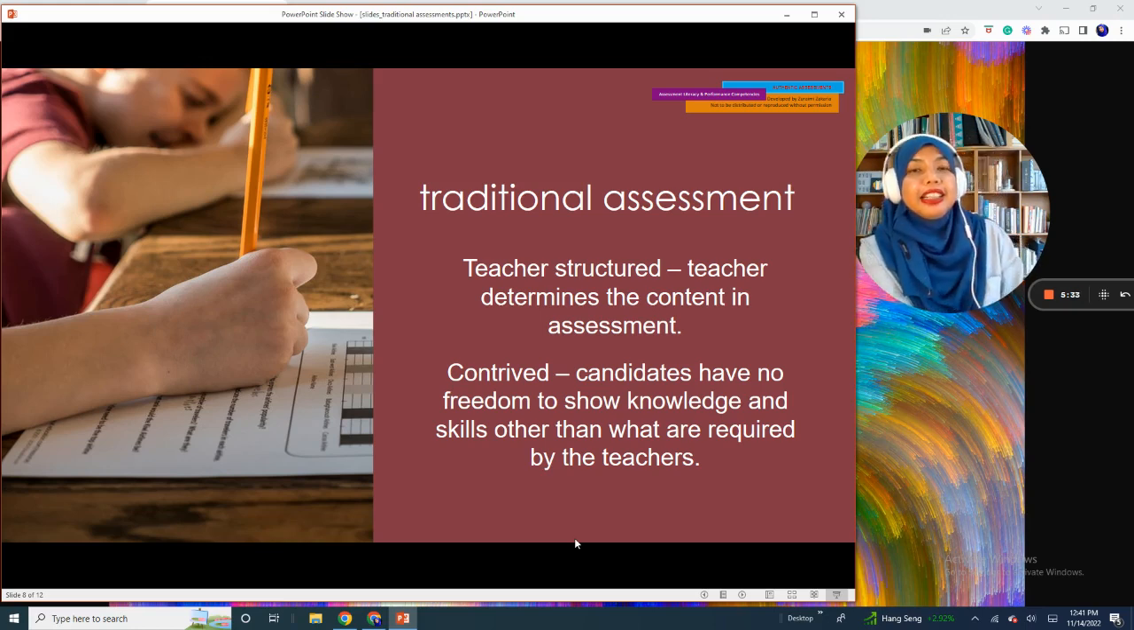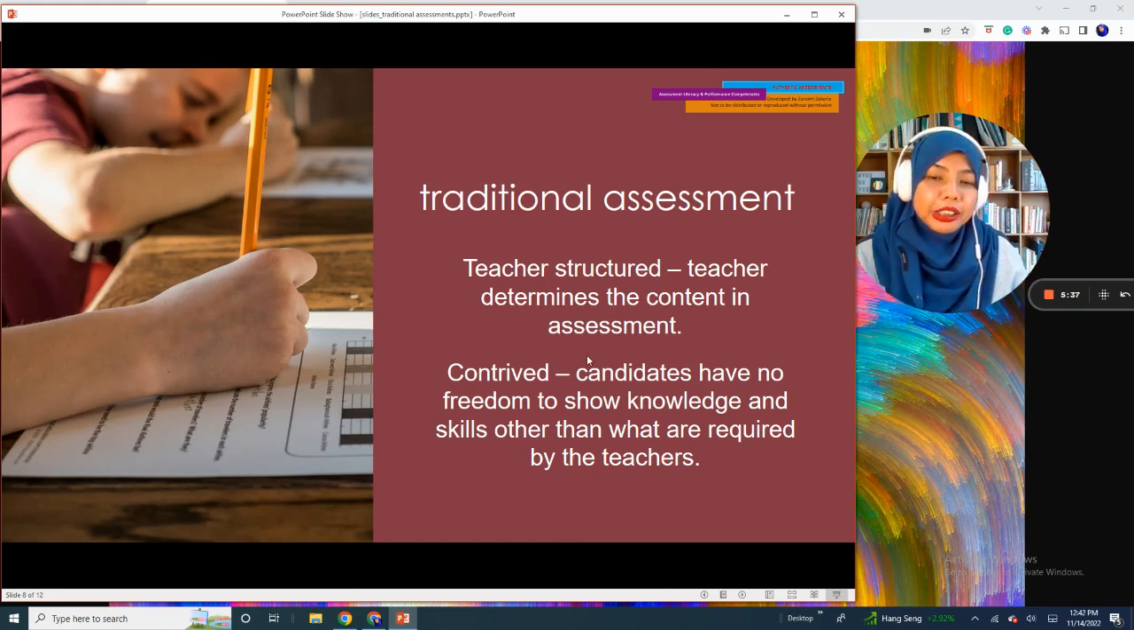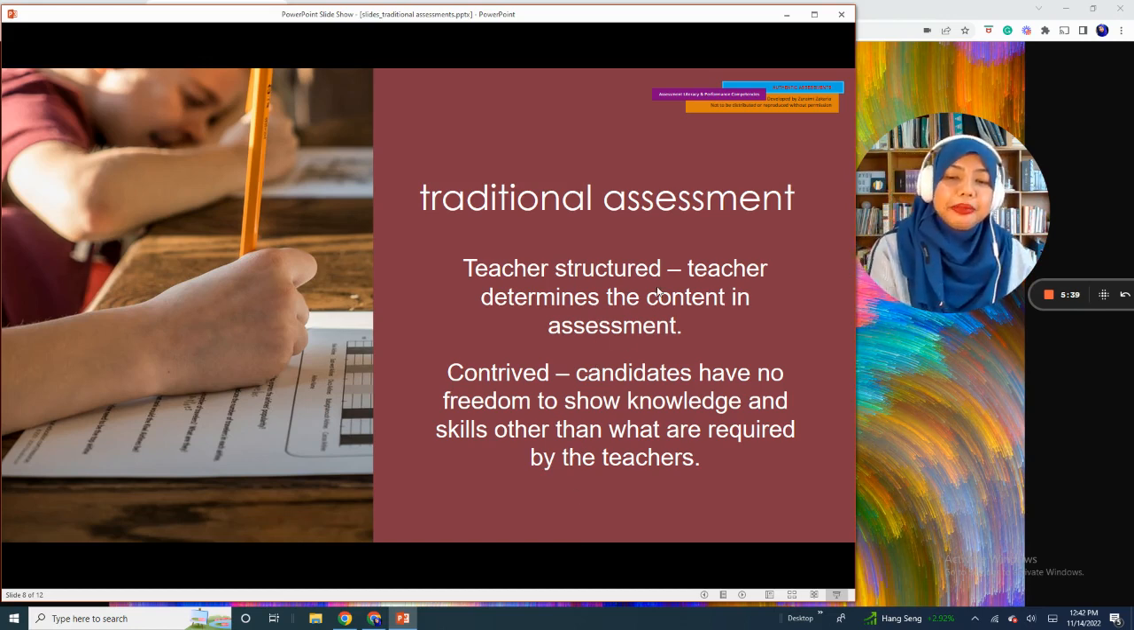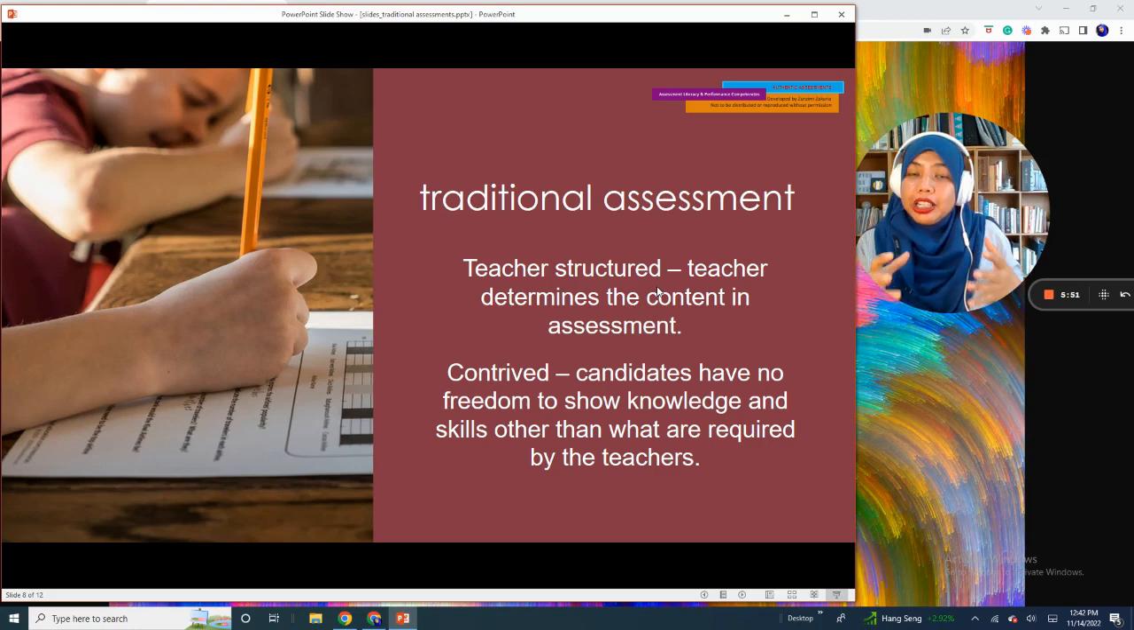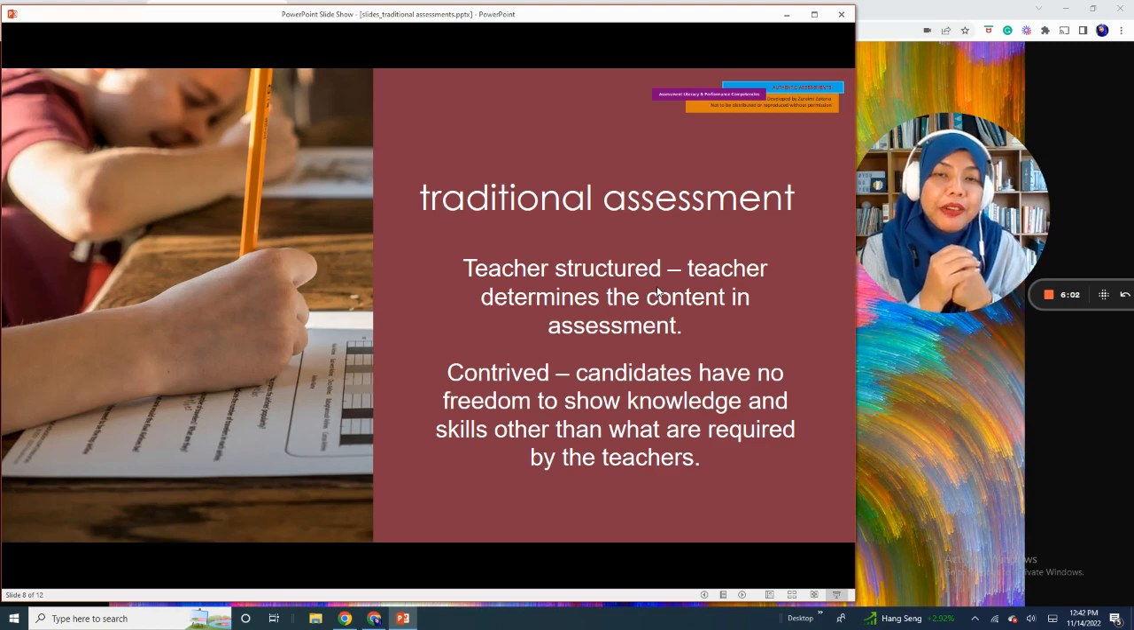Okay, it is also contrived. There's a bit of overlap between these two characteristics. It is contrived in the sense that it's very limiting. For example, you have learned so much, but then when the teacher asks questions on the topic that you know a lot about, the question does not ask you to elaborate. Hence, it's very limiting, and you are not given the freedom to express everything that you know about that particular topic.